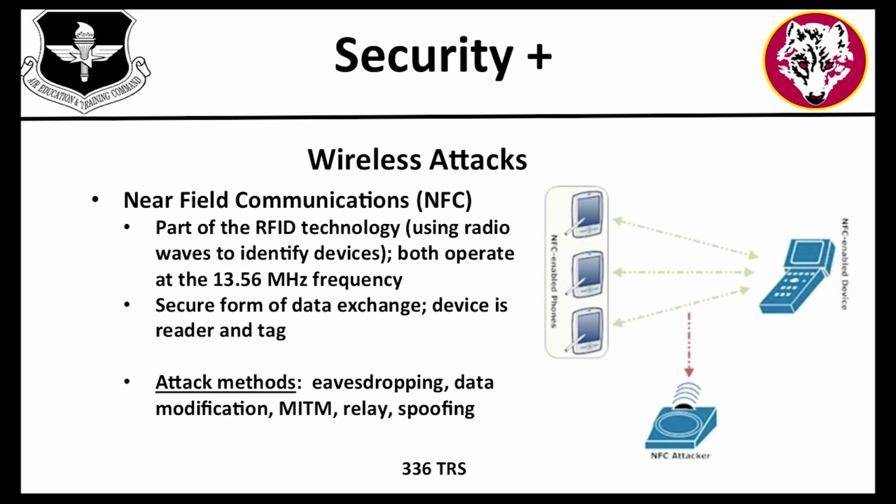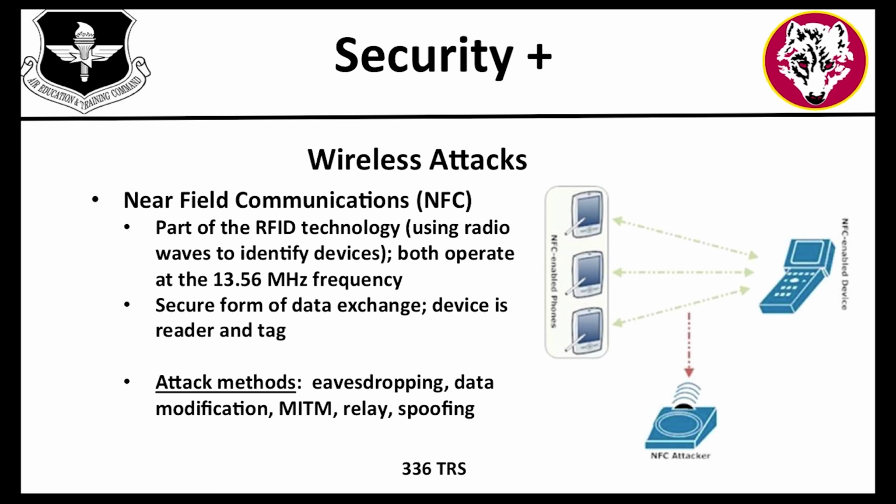Utilize software or middleware for any other additional protection layers. And NFC, like I mentioned before, near-field communications, is part of this whole RFID system or technology. It's using radio waves to identify those devices. NFC and RFID both operate at that 13.56 megahertz frequency. But NFC a lot of times is found in lots of locations, your wireless devices, your phones, credit cards, smart cards, and it's there to offer a secure form of data exchange. In that essence, the NFC is basically the reader and the tag or the endpoint.